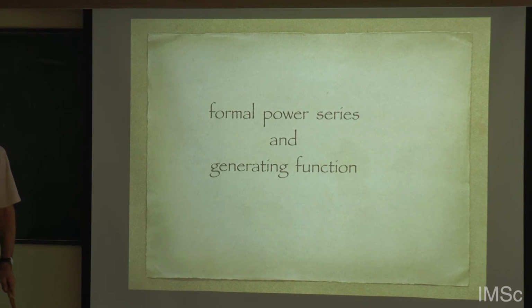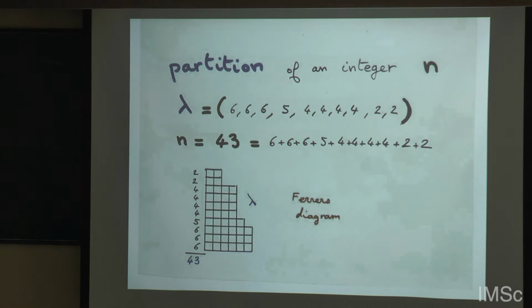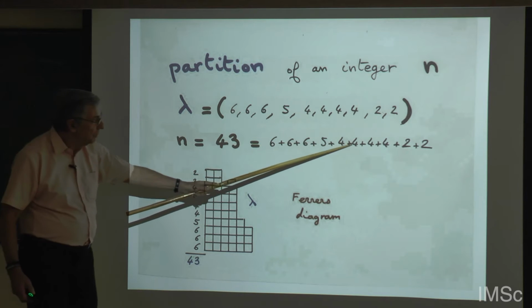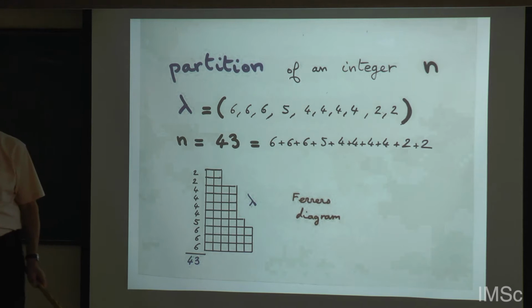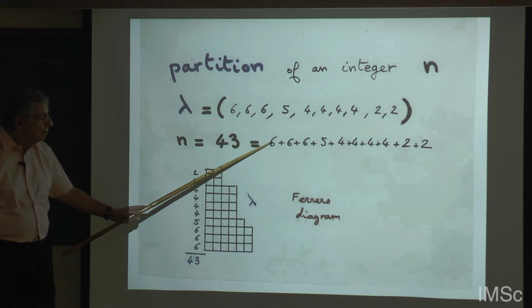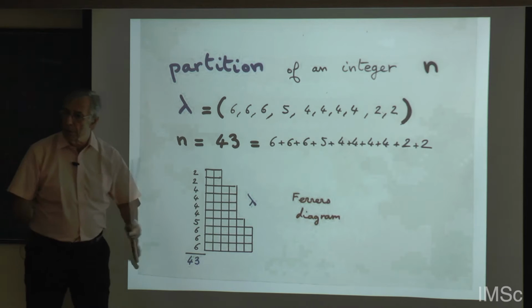So formal power series and generating function. I will start with partitions of integers. A partition of an integer, for example, 43 is 6 plus 6 plus 6 plus 5 plus 4 plus 4 plus 4 plus 2. So it's a decomposition of an integer into strictly positive integers, and the order in which you make the decomposition does not matter.